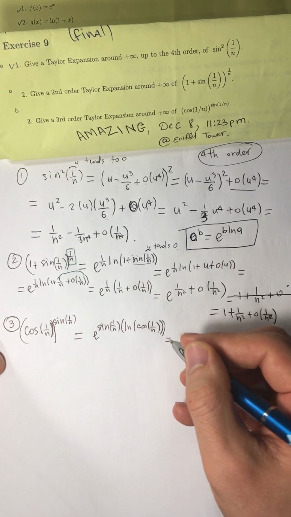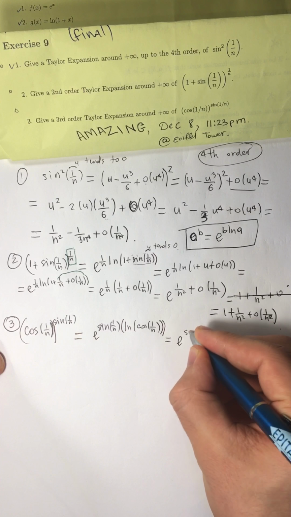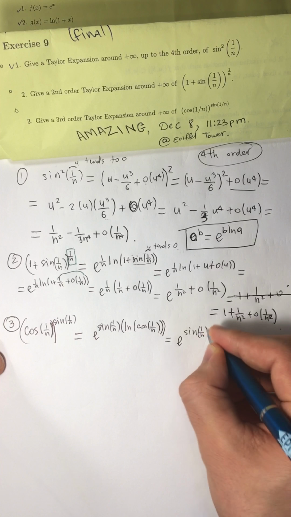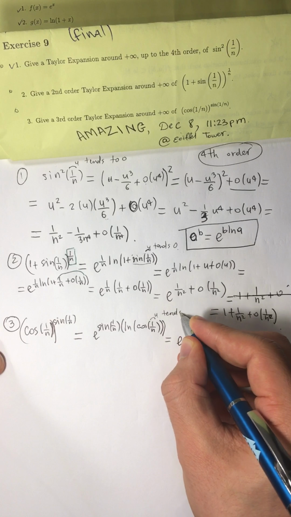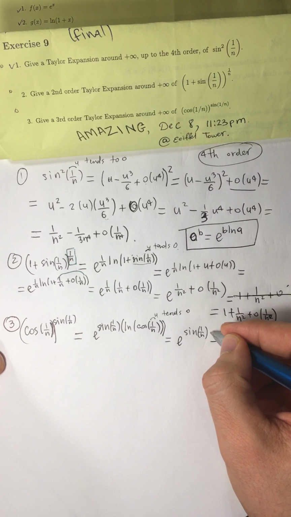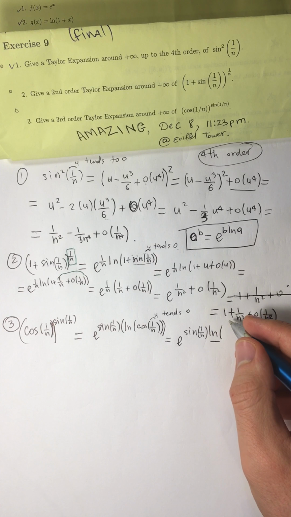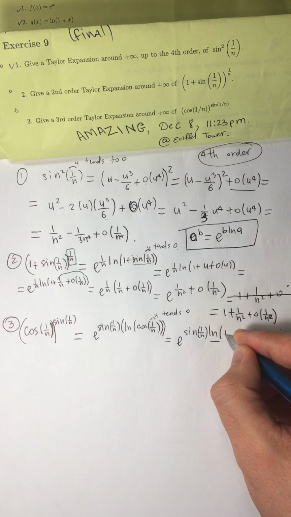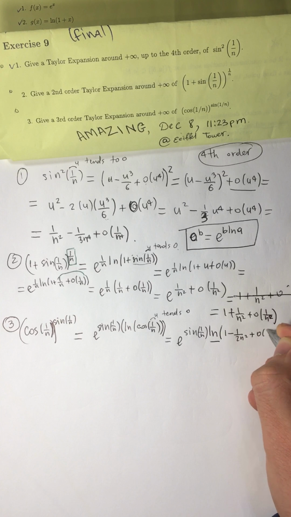Okay, equals, and now, I try to be fast, 1 over n. And then this u tends to 0. We know it, but you have to mention it. If you don't mention it, that's a very big problem. And now here you have ln, and inside this you can have 1 minus 1 over 2n square plus O(1 over n cube).